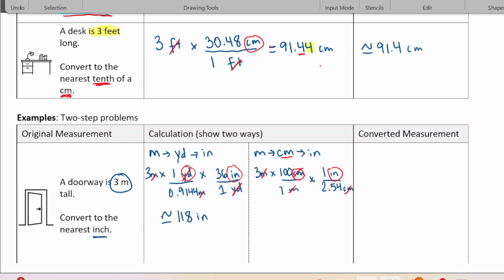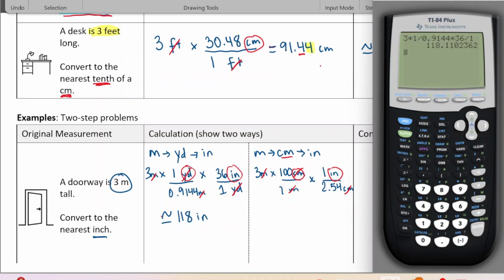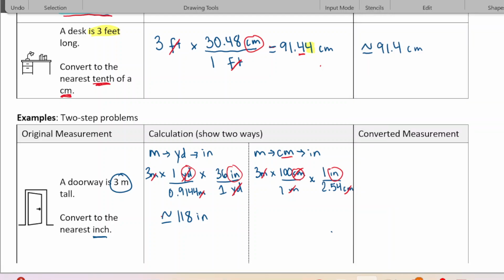And if I type that in, you can go ahead, I would try this on your own to make sure you know how to use your calculator. 3 times 100, this time I'm not going to type the ones, times 1 divided by 2.54. 118, see, same answer. So sometimes there's more than one way to do the 2-step problems. So it's about 118, the doorway is about 118 inches tall.